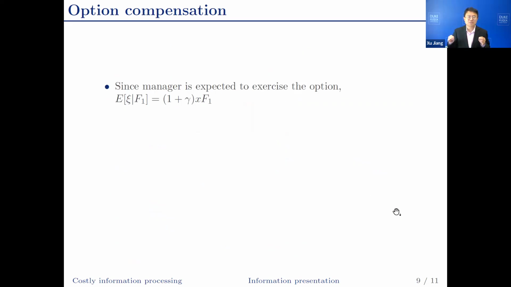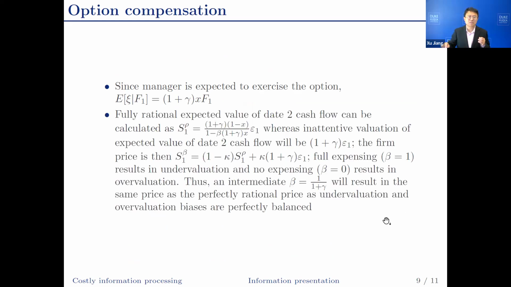Because the manager is expected to exercise the option, we can calculate the option exercise expense. And we can correspondingly calculate the expected value of date 2 cash flow from the attentive investor's perspective and from the inattentive investor's perspective. The firm price is then the weighted average of those two. We can see that full expensing results in undervaluation because full expensing lowers the earnings, and inattentive investors just take earnings at face value. And of course, no expensing would result in overvaluation.